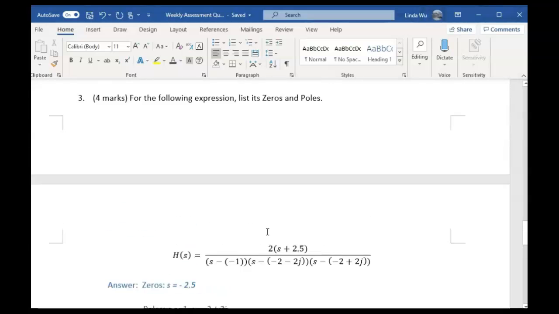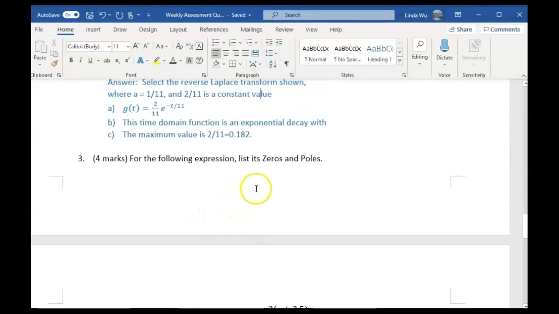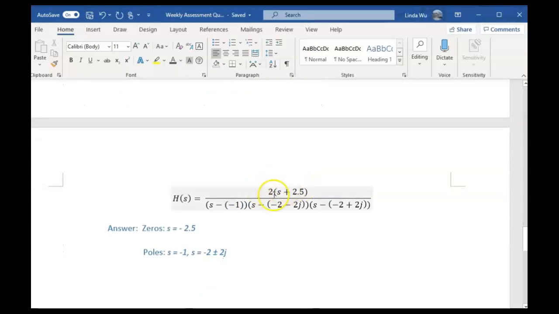This one is easy to understand: the zeros and the poles. Zeros are on the top: when the numerator equals 0, the total transfer function goes to 0. And the poles are on the bottom: each term equals 0. So s equals -1, and s equals -2 plus 2j, and s equals -2 minus 2j. This is sometimes called a pair of poles.